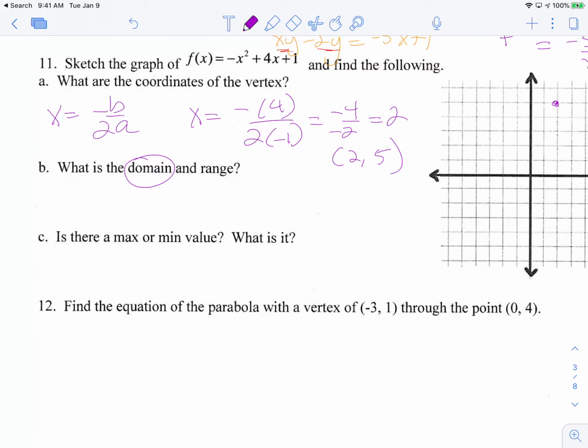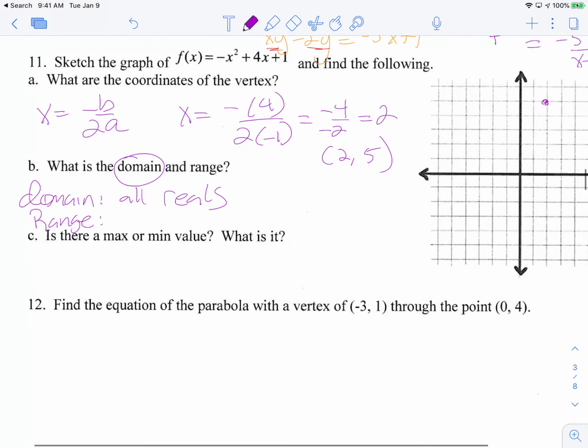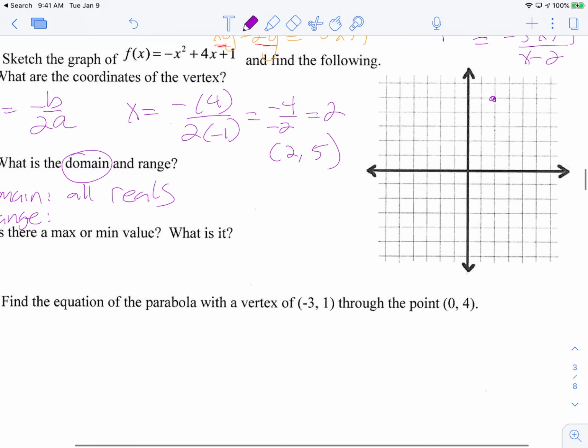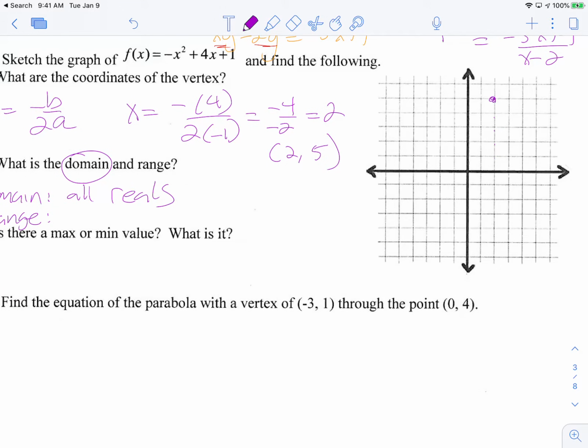We know the domain is going to be all reals. It's a quadratic function. Now the range, okay, well, if we don't know it, that's okay. Let's go ahead and graph it. So if we make a table of values here, you could do that, or this follows a pattern. 1, 2, 3, 1, 1, 2, 3. Okay, so it looks something like this.